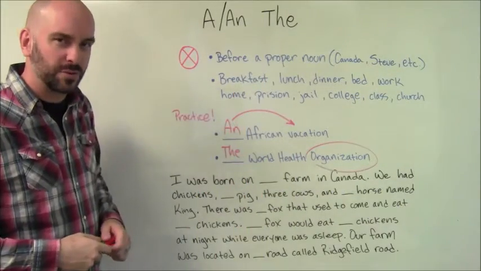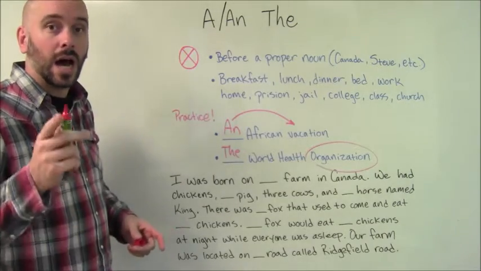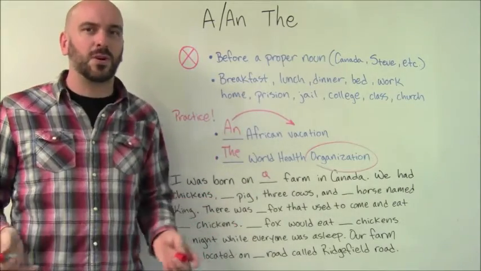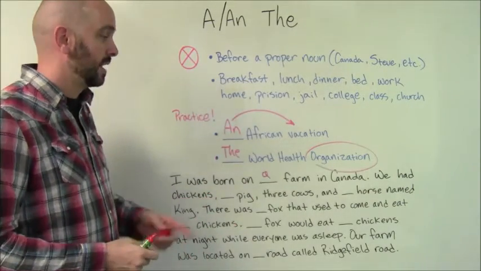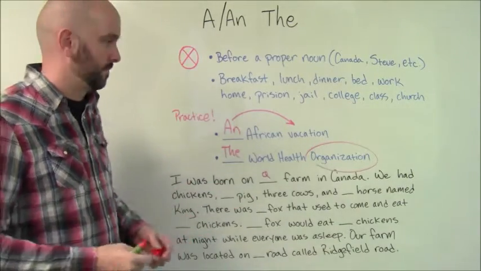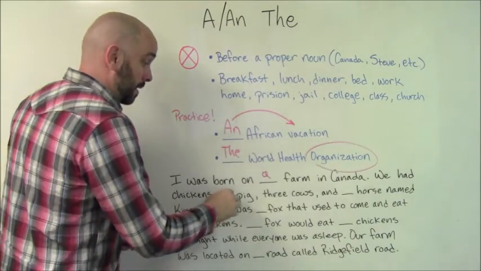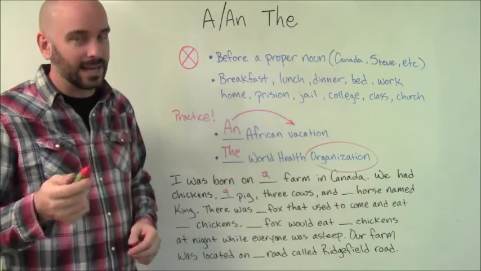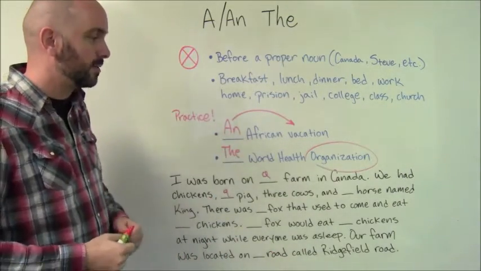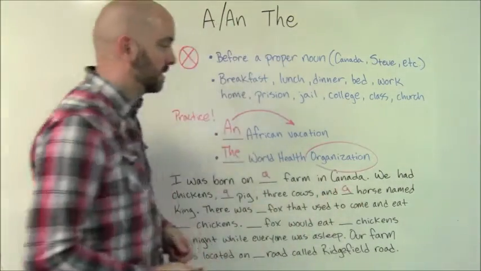Okay, let's go through this together. I was born on a farm. Why a? Because there are many farms. I was born on one of them. Now that we've highlighted that farm, we can start to use the. We had chickens, a pig, again, because there are many pigs. We had one of them. 3 cows and, that's right, a horse named King.